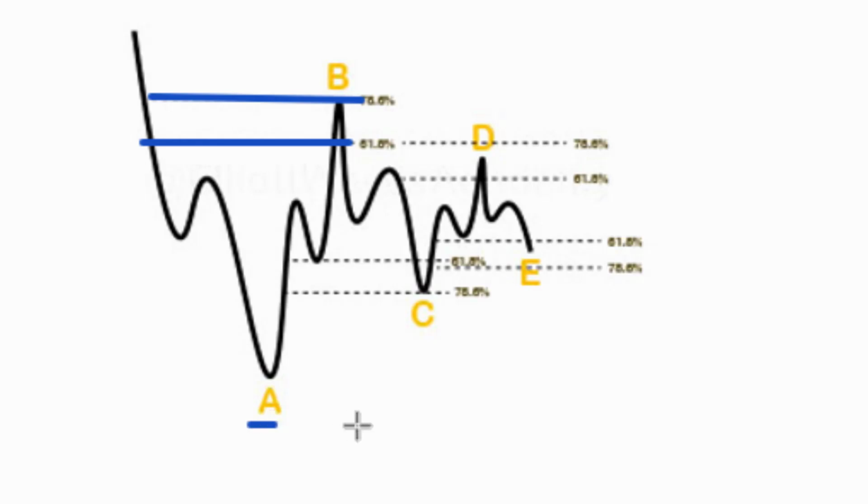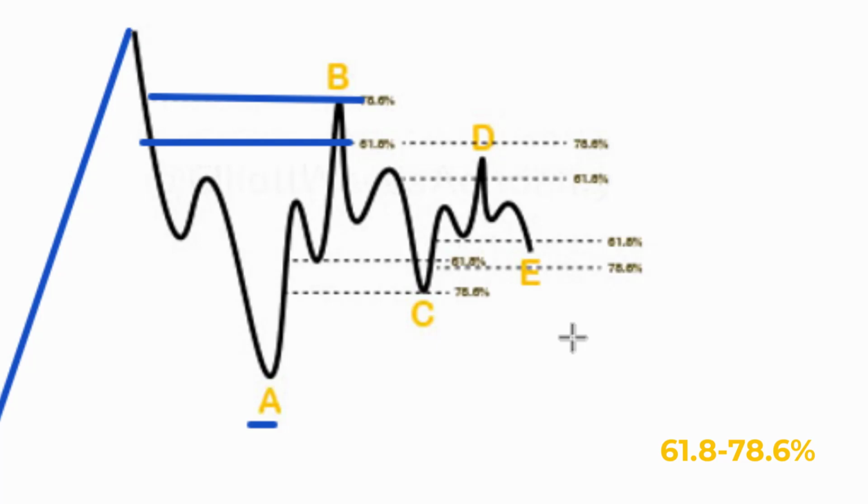Just wave A doesn't have to retrace to that area from the previous wave, whether it is wave 3 or anything like that, it can just go to 10%. But when we talk about waves B, C, D and E, these waves usually retrace to at least the area between 61.8 and 78.6 from their previous wave. So this is the ideal retracement.